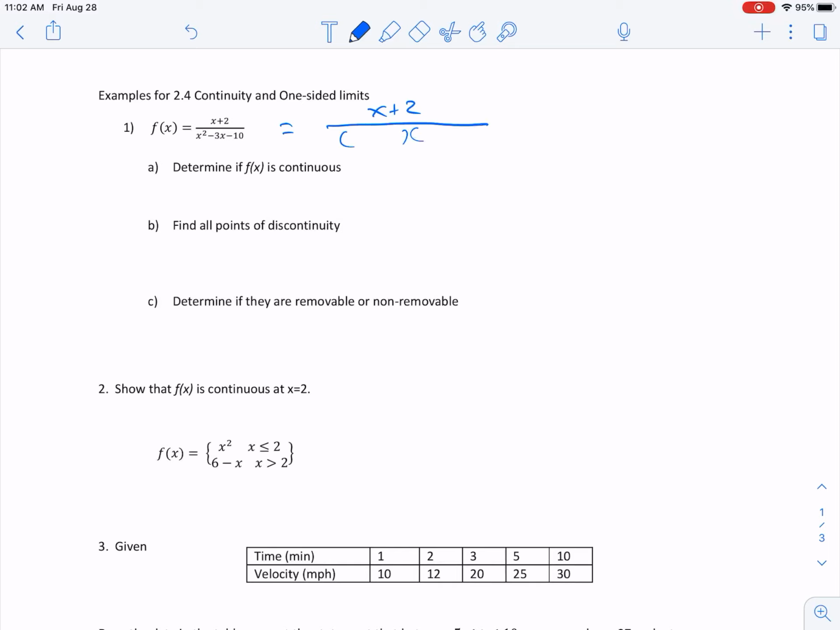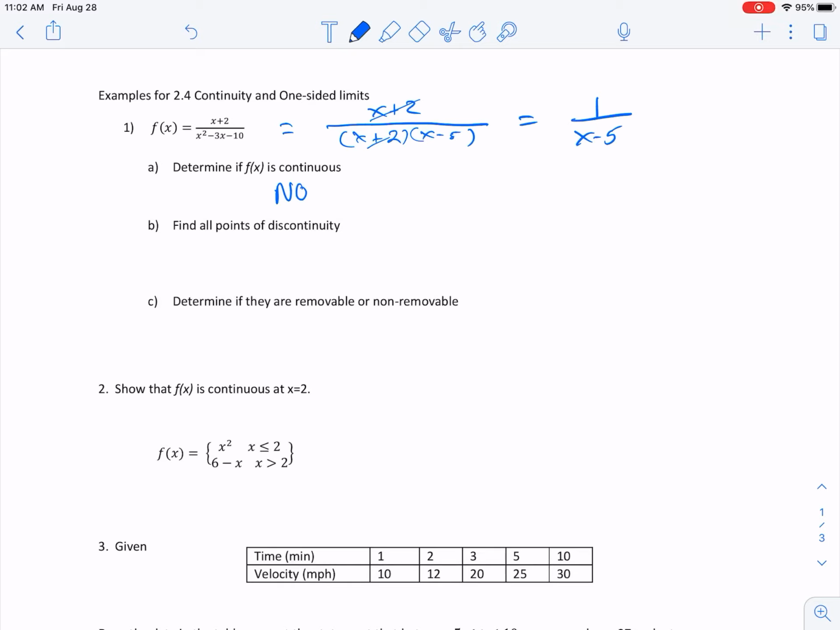Okay. X, factors of 10 are 2 and 5. I need a negative 3. Oh, these guys cross out. So what's that mean? I have a hole. Okay. Is it continuous? No, it has a hole, and what else? Because this simplifies, remember, there's a 1 on top.